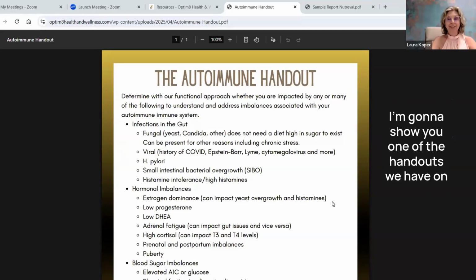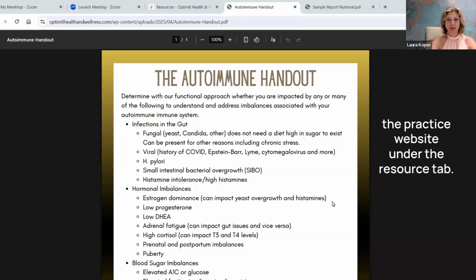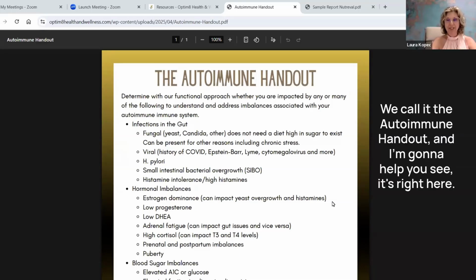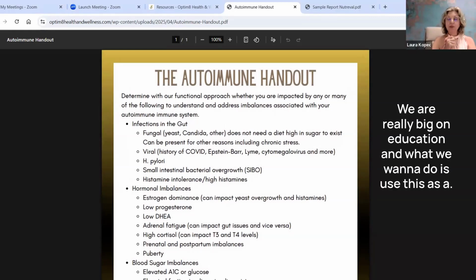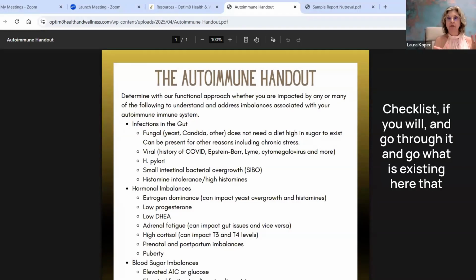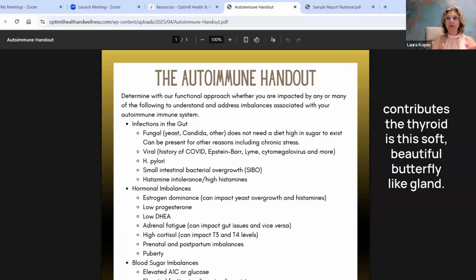I'm going to show you one of the handouts we have on the practice website under the resource tab. We call it the autoimmune handout. And I'm going to help you see. It's right here. Again, we call it the autoimmune handout. We are really big on education. And what we want to do is use this as a checklist, if you will, and go through it and go, what is existing here that contributes?